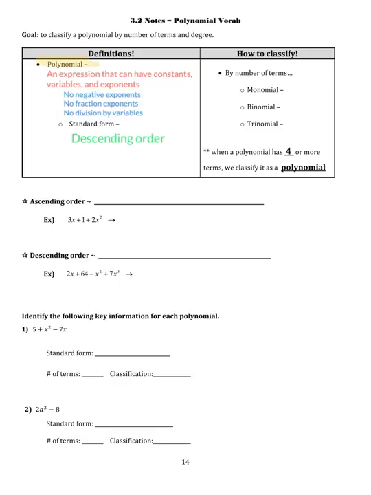And basically we are going to have an expression that can have any combination of constants. You can have variables, even exponents that make up your polynomial. And we have a couple examples down below that we'll take a look at.